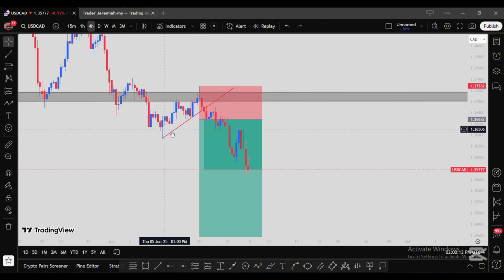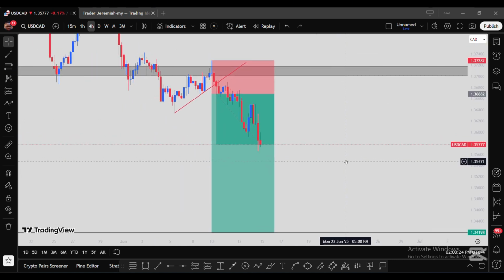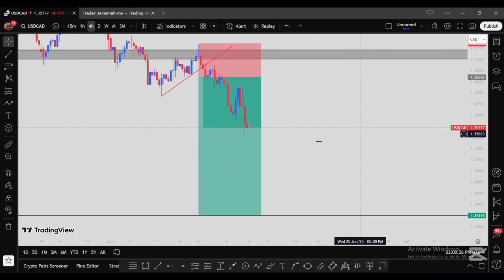So after we have a break and retest of the minor level and also a break of the inner trend line, that's just when I go into the trade. And after we still have a break of this little counter trend line, that's just how I go into this trade. So that's it.